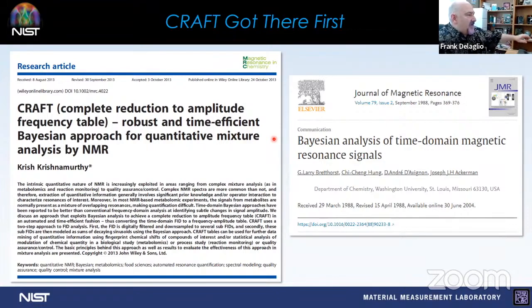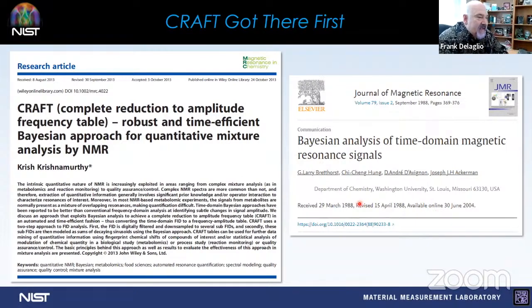Now, SAND, our time domain modeling method, which we're going to discuss in more detail, is a kind of follow-on to a very successful and similar time domain method called CRAFT that was published by Krish Krishnamurthy, and it's based upon a Bayesian analysis program that was developed by Larry Bretthorst, who is a genius of Bayesian mathematics, a foundational contributor to Bayesian statistics. And this Bayesian module for modeling time domain data by exponentially decaying sinusoids is about as good as it could be.